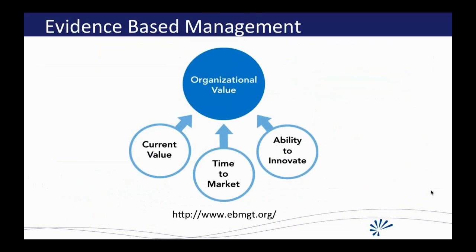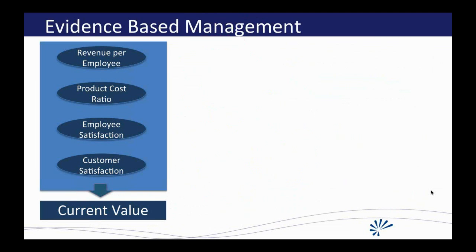And with EBM, evidence-based management, you can find out more on ebmmgt.org or from the Scrum.org website if you click on management. They've sort of broken it down into 3 categories of metrics: current value, time to market, and ability to innovate. So if we looked at these, current value, most of these are probably lagging. Revenue, product cost, and employee and customer satisfaction.